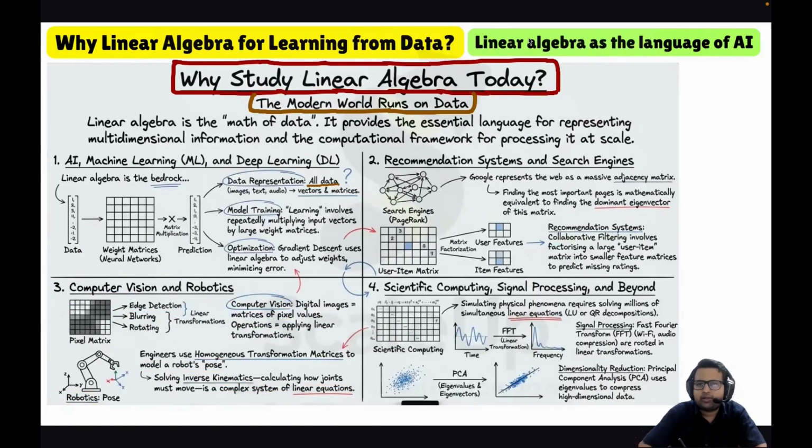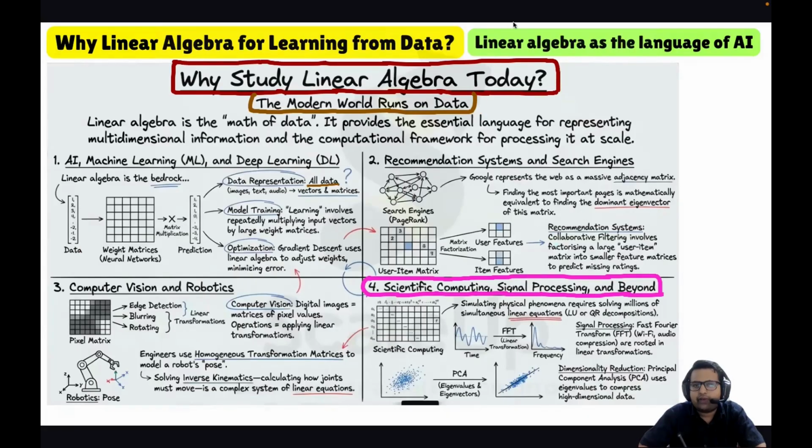Linear algebra also has a role to play in scientific computing, signal processing, and beyond. Linear algebra provides the heavy lifting for complex simulations and data analysis.